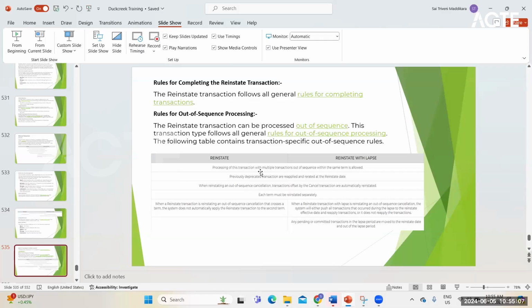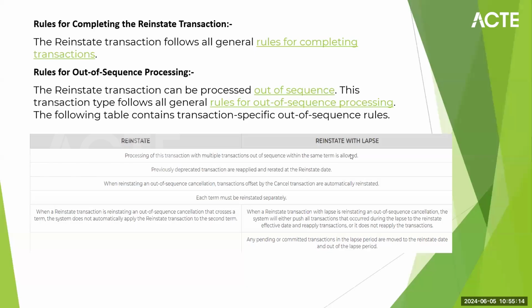The processing of this transaction with multiple transactions out of sequence within the same term is allowed. Okay. Previous depreciation transactions are reapplied and re-rated for the reinstate date. Nothing but whatever changes you have done previously, before the cancel transaction, will be re-rated. That means it will be transferred back to the original. Yes. Premium will be changed.